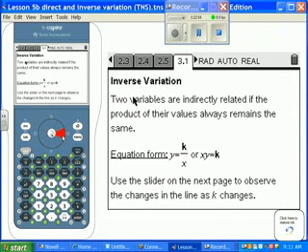Control editor range. So let's talk about inverse variation now. Come on, we have 10 minutes to do 50 more pages. Quiet.